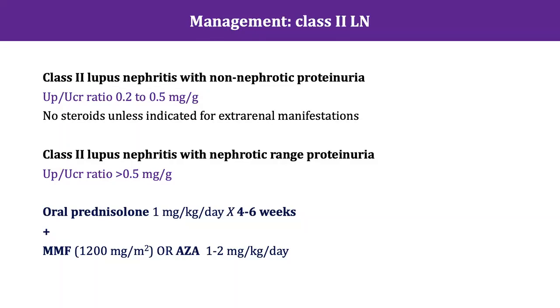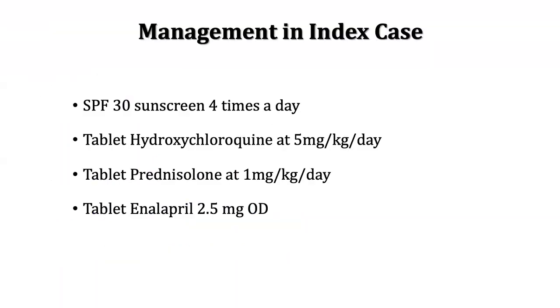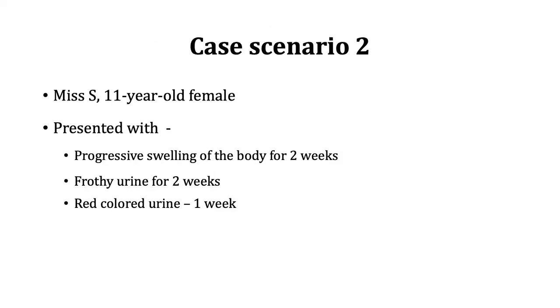In our index case, we started the child on prednisolone at 1 mg per kg per day and tablet hydroxychloroquine at 5 mg per kg per day with sunscreen advice, and the adjunct therapy of enalapril was started for the proteinuria.